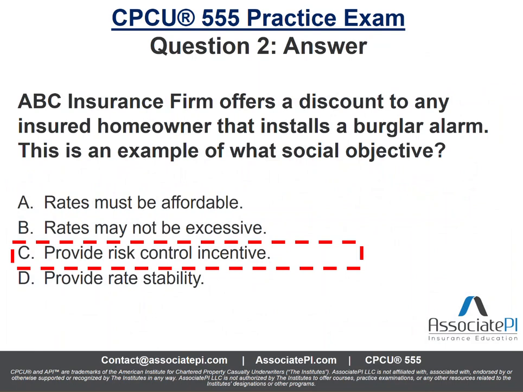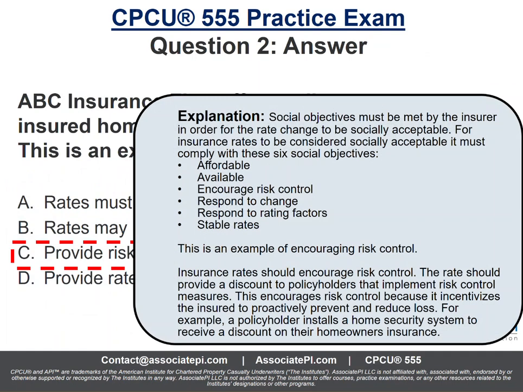The answer here is C, provide risk control incentive. And here's the explanation. Essentially, there are these 6 social objectives. One of them is encourage risk control. So you have to read this case question, this scenario question, and determine that installing a burglar alarm is an example of risk control. So not only do you have to know what the social objectives are, but you also have to know what risk control is to be able to answer this question correctly. So that's a tough question. It could be on part A or part B of your exam.